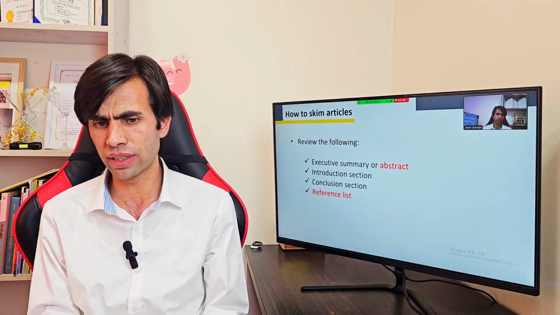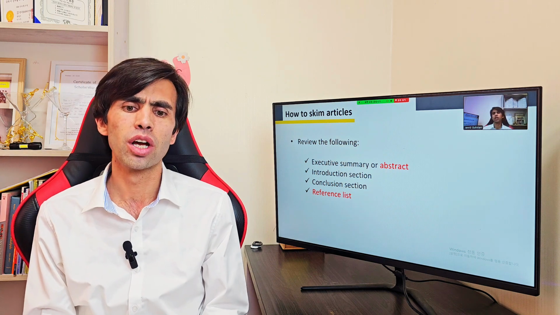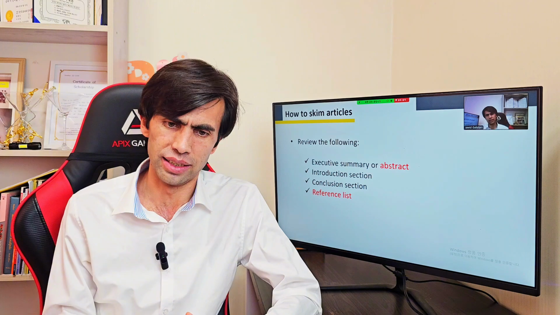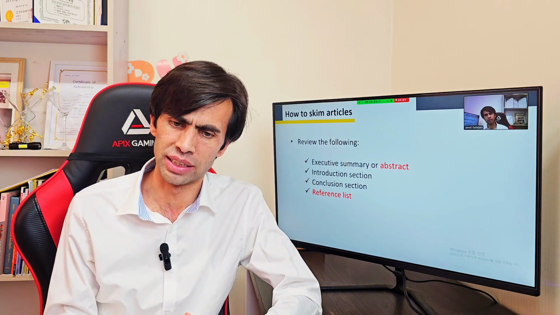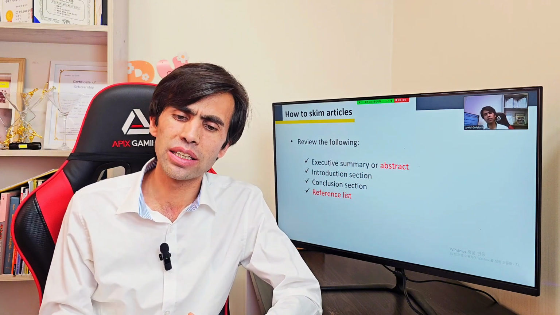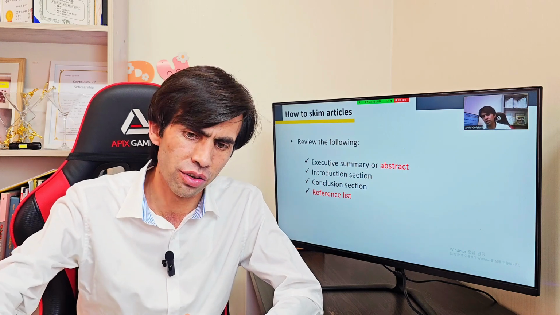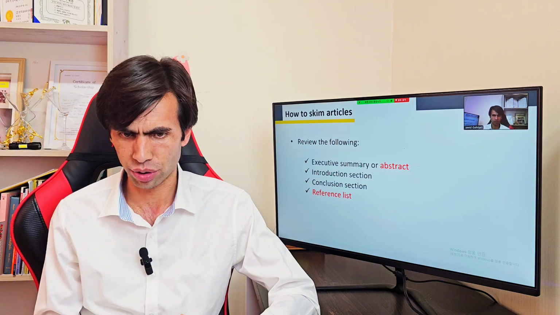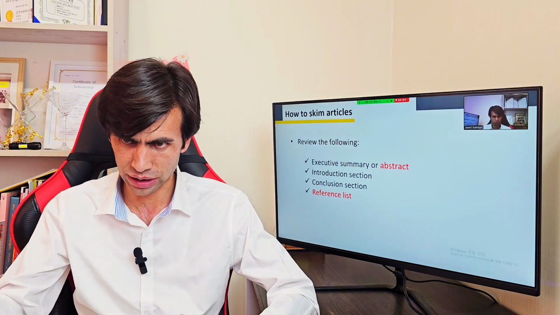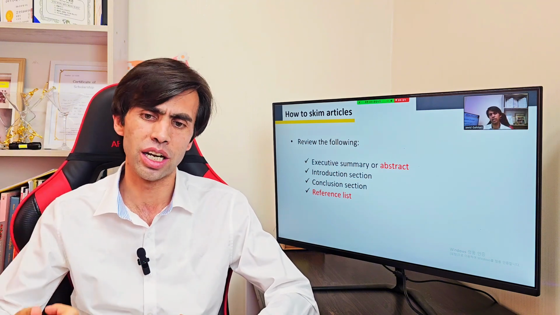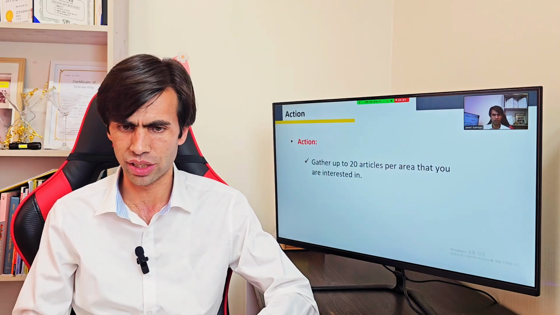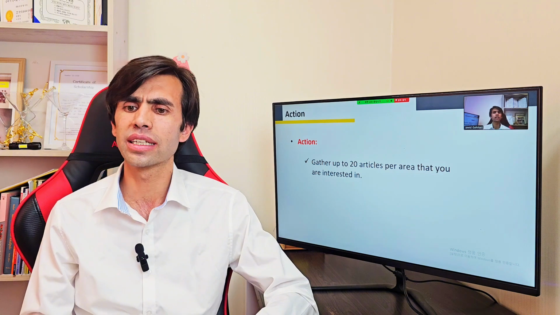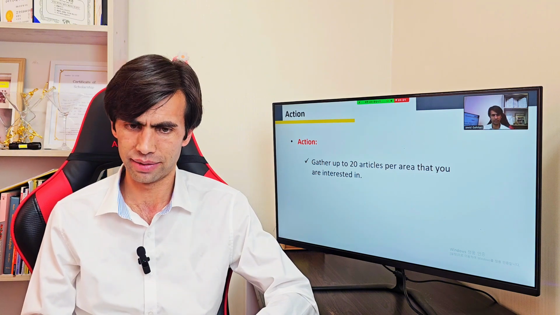When you find one relevant paper, go through the reference list and see what other closely related papers you can find from it. It's a way that you can find one paper from another paper, a kind of snowballing process that can help you get more research papers and more relevant literature to your research area. What you are going to do is gather up to 20 articles per area that you are interested in.